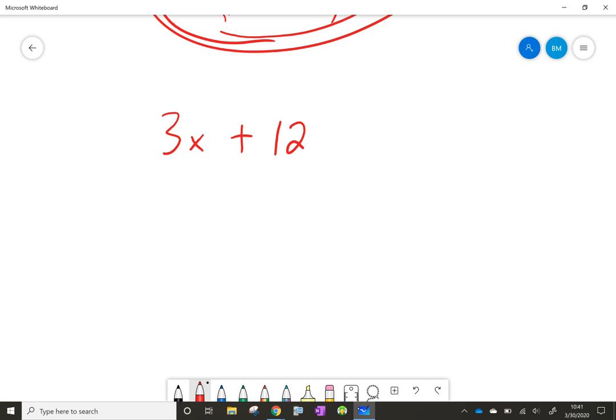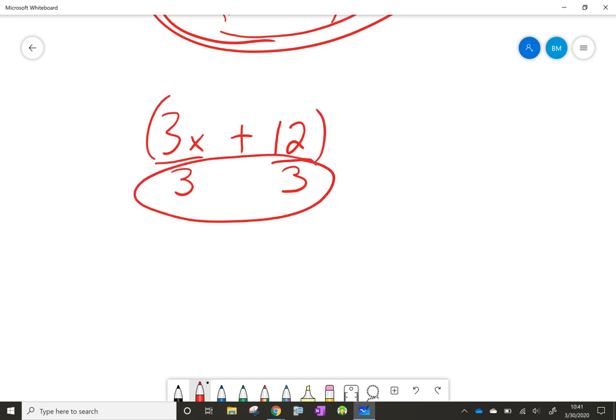So the advanced approach is asking, what's the biggest number that divides 3 and 12? Now, the biggest number that divides 3 and 12 that I can think of is 3. 3 will divide into 3, of course, and 3 divides into 12. So the biggest number I can divide here is 3. So how this factoring works is I take out the 3 that I can divide by, and I throw it out front. And I put these parentheses in its place.